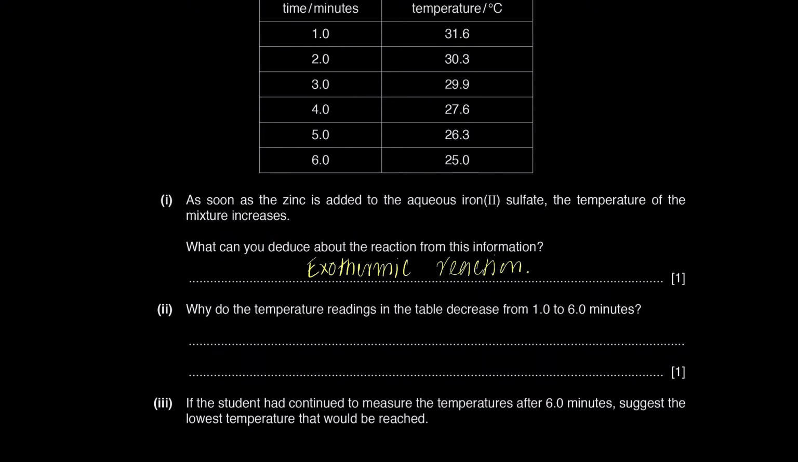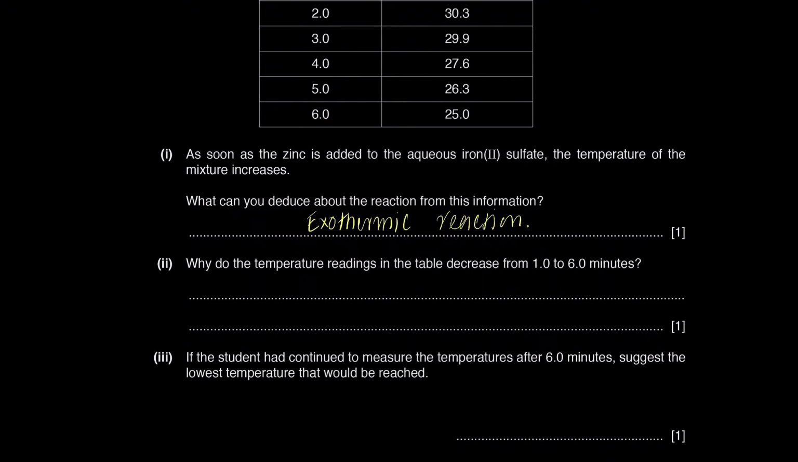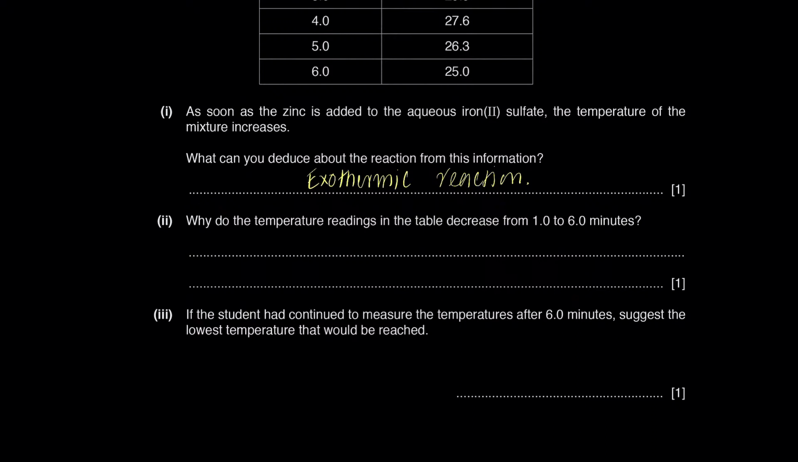Why do temperature readings in the table decrease from 1 to 6? The reaction probably stopped in the first 30 seconds, and after that it is just cooling, and he's just measuring it for no reason. So the reason is heat is lost to surroundings. That's why. Heat is lost to surroundings, or the mixture is being cooled, or the reaction isn't taking place. But I think heat is being lost to the surroundings is the best answer.